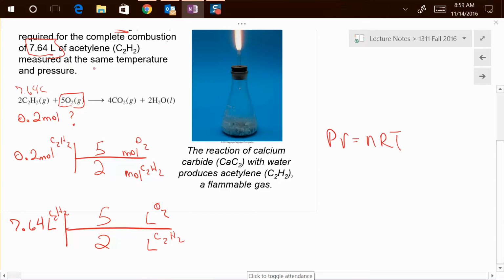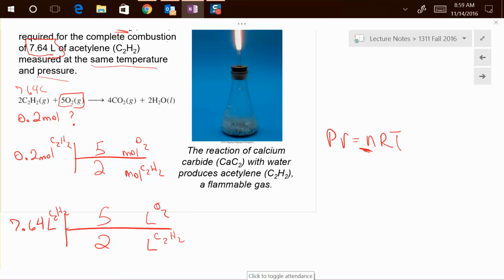Required for the complete, they just say it's at the same temperature and pressure, which means because the temperature and pressure didn't change, we can relate this mole to mole, liter to liter, because the pressure and temperature were held constant. Okay, but if they don't tell us STP or they don't tell us the temperature and pressure, we can't solve for the moles. But if they give you a question where you can't solve for the moles, that's okay if it's volume, because I can just relate it stoichiometrically in the same way.